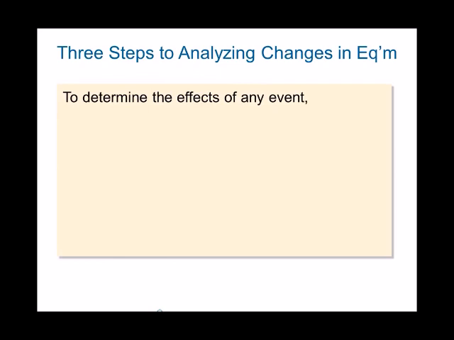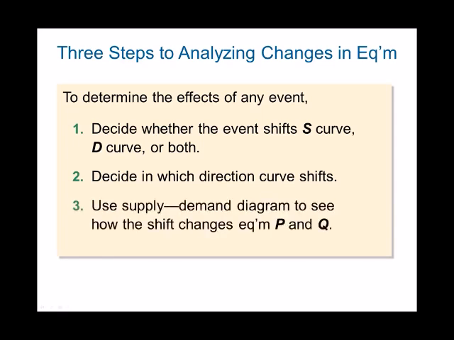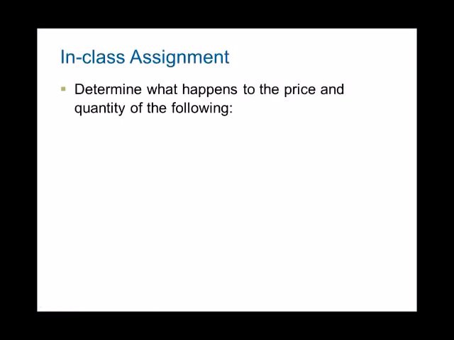Whenever we want to measure any change of an event, what's going to happen to price and quantity, we first have to determine whether that event is going to shift the supply curve or demand curve or both. Normally we do it one at a time. And then we have to decide which direction it shifts. Does it shift to the left or to the right? Then we use the diagrams to see how the shift affects price and quantity. So these are the three steps that we are going to do to see how equilibrium changes. Now let's look at this assignment where we're going to do this.